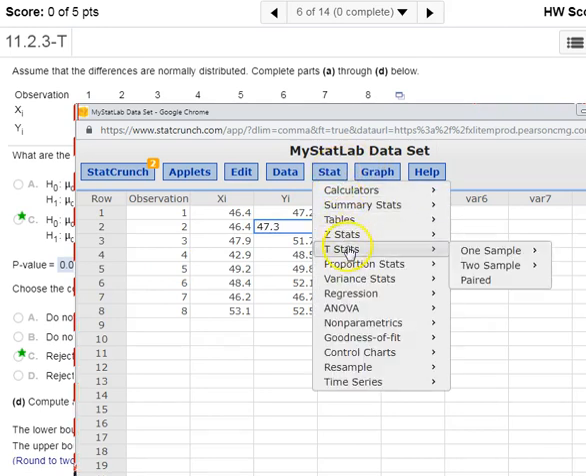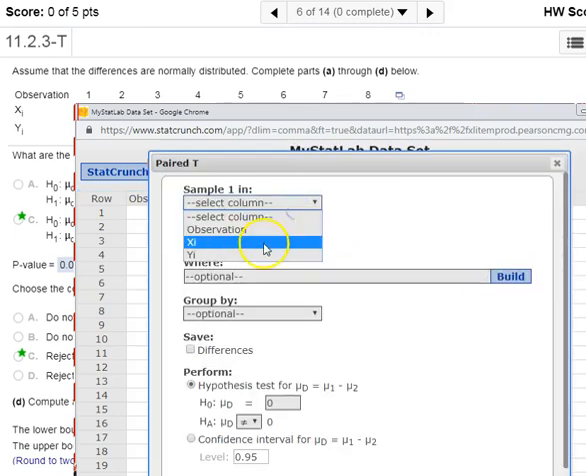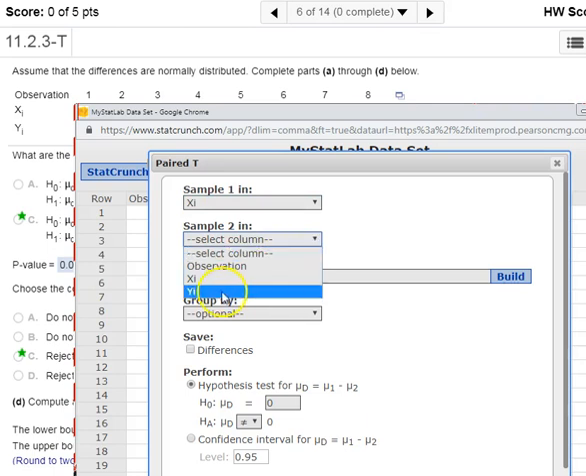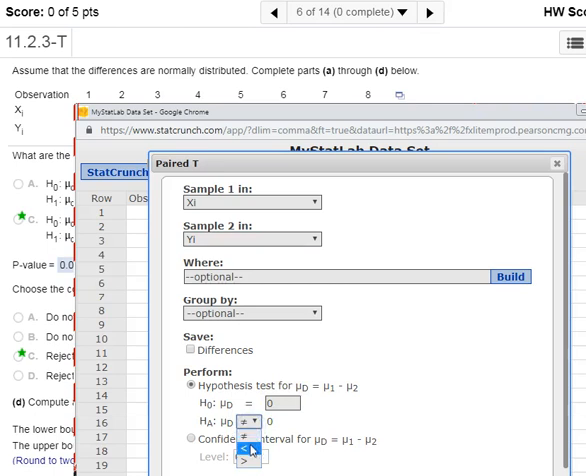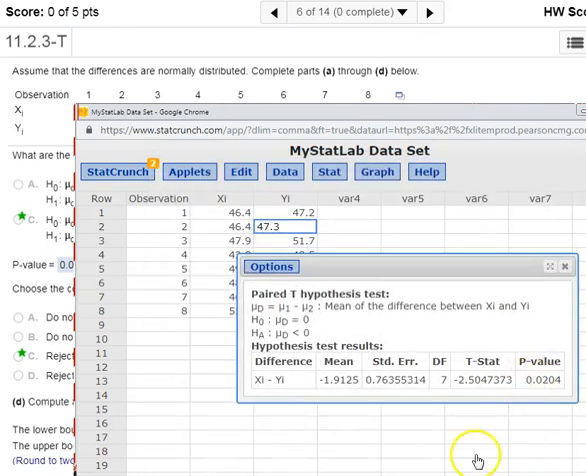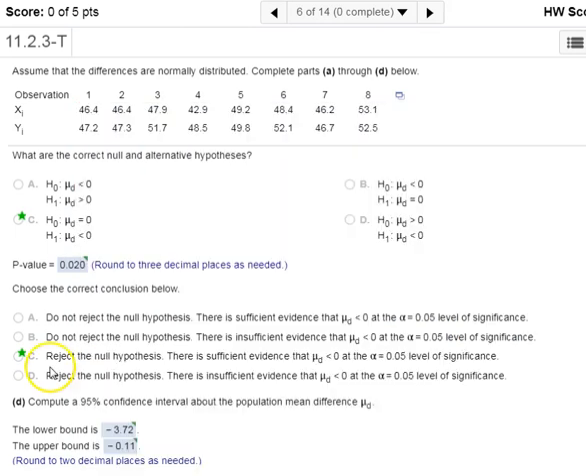If we go to stat, t-stats, we would want to go to paired. And our first sample is listed in that column. Our second sample is in the other column. Our hypothesis test is that the means are equal to each other. So the difference of the means, if you subtracted them, you would get 0. And then our alternative was a less than. So we hit compute and we can get back the p-value.